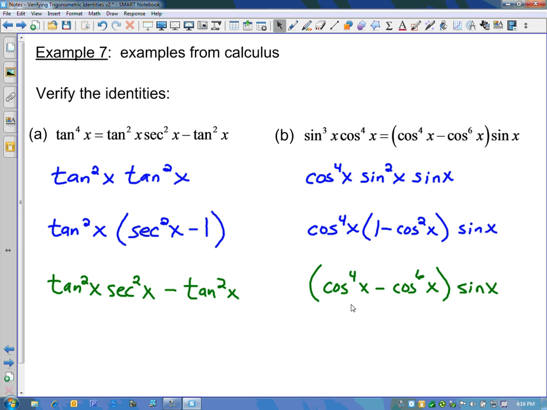As long as I avoid the common algebra trap: cosine to the fourth times cosine squared is not cosine to the eighth. Remember, when multiplying powers, we keep the base and add the exponents. So if you do the algebra right, you will get the correct expression, which is what we were looking for. And we're done.